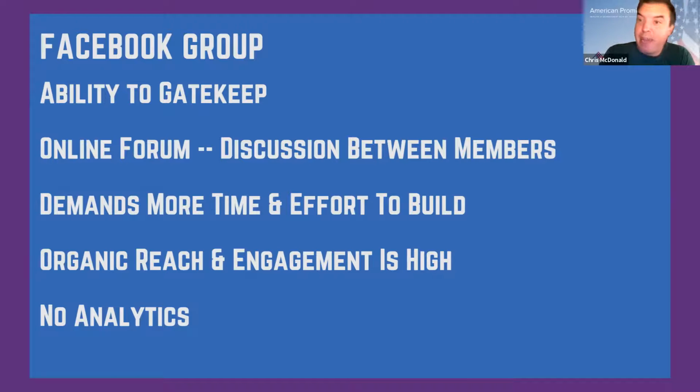With the group, though, it does demand more time and effort to build. It's ongoing. It's a living thing. You've got members posting on it, and it just takes a while to grow. Usually your Facebook page is going to have more likes than your Facebook group is going to have members, just because it is so easy to like a page. A group, a lot of times, has that gatekeeping to it. So it takes some time to build your group, but the organic reach and engagement for a group is high. It's fantastic.